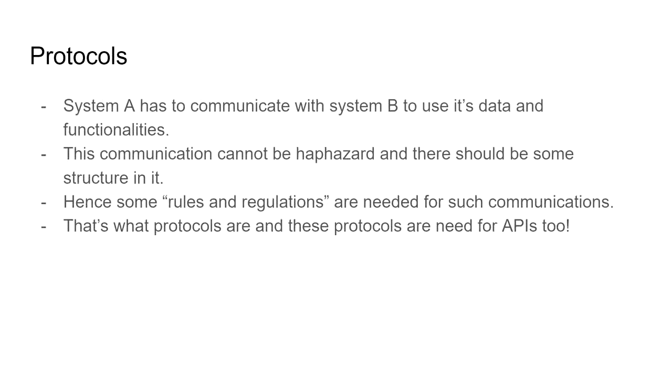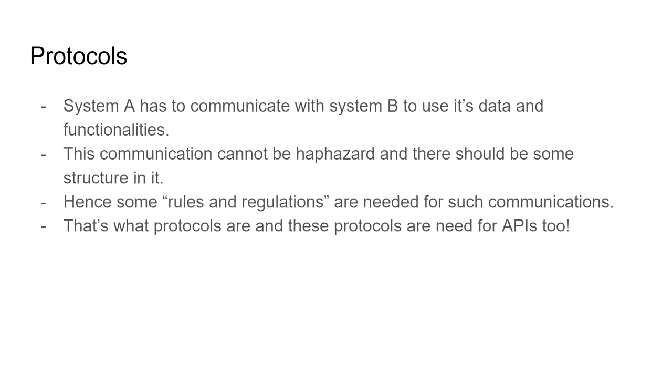So in a nutshell, what is happening is that a system, let's say system A, is communicating with system B. System A is sending some request, system B is understanding that request, processing it and sending back the response, and eventually system A would be understanding that response, right? So basically these two systems are communicating with each other. This communication cannot happen in a haphazard manner.